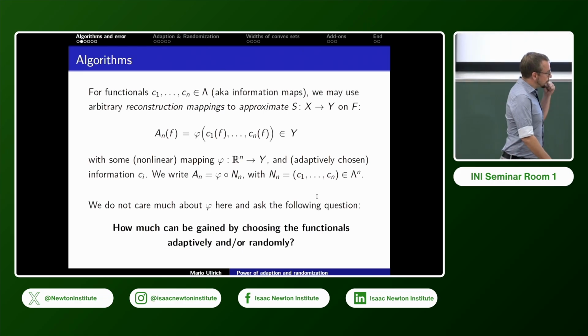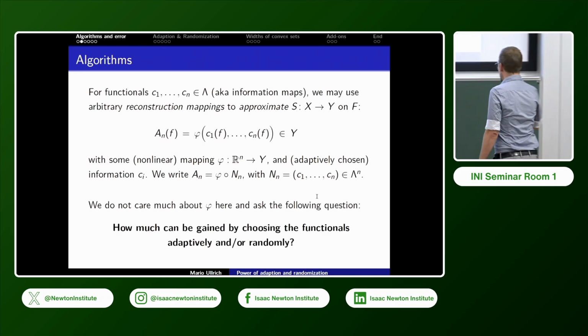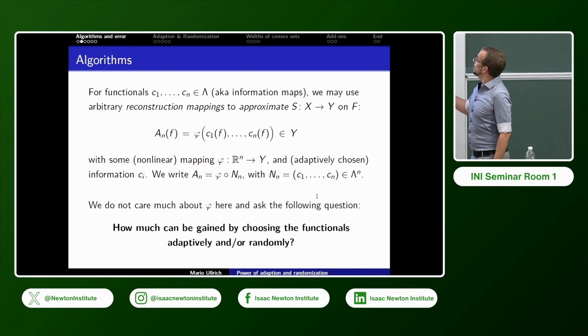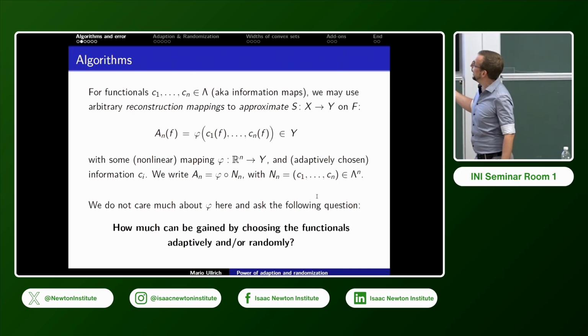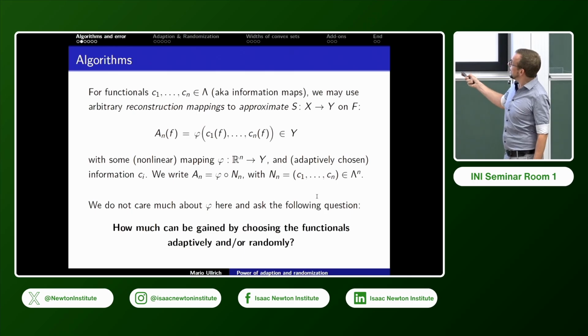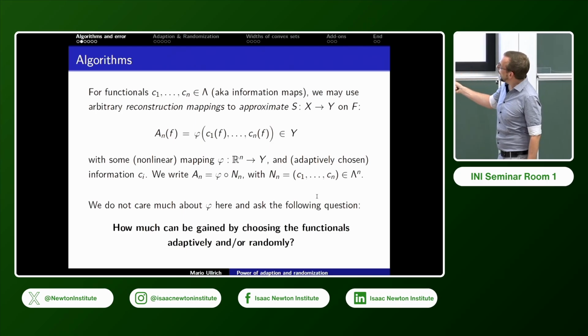Okay, so as I just said, that's what we are going to do. We compute some functionals, or we have some functionals, and we may use an arbitrary reconstruction mapping, which we call phi, that does nothing but take these n numbers and recombine them in some way to get an element of the output space. And this is what I would call an algorithm. Okay? So this phi might be linear, non-linear, continuous, non-continuous. And the information might be adaptively chosen, randomly chosen, whatever. There are many different concepts.